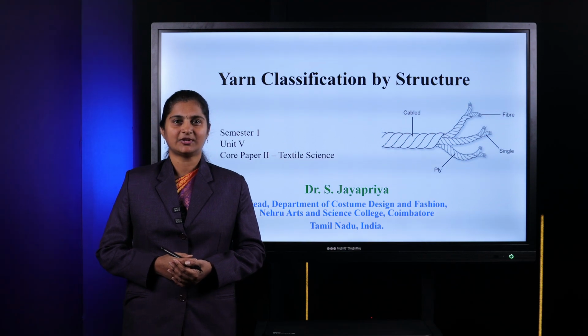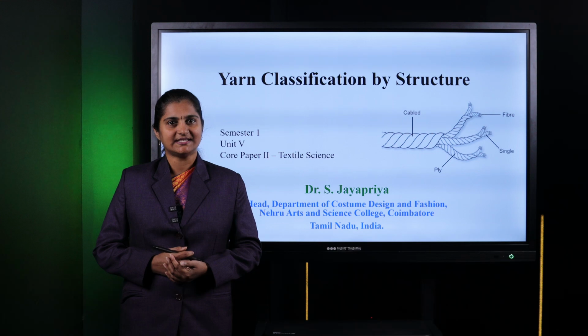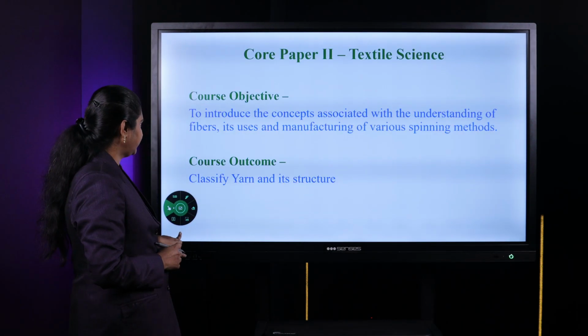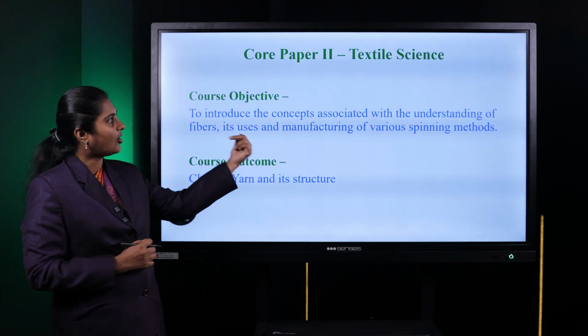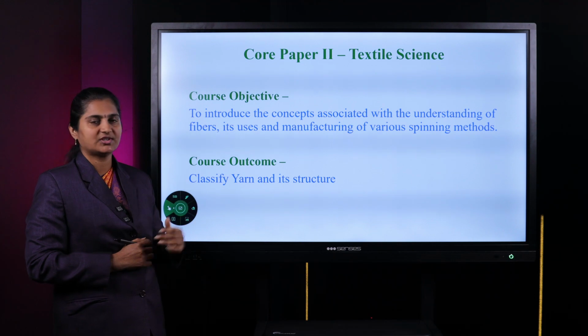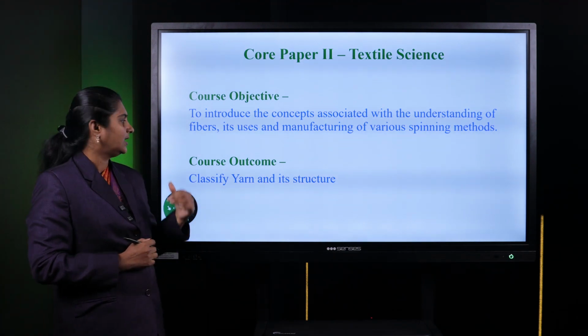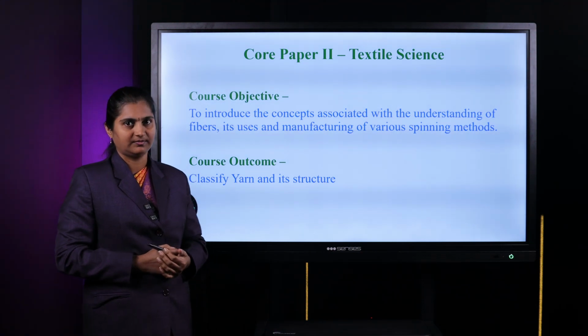Today we shall discuss the topic yarn classification by structure in the course Textile Science. The course objective is to introduce the concepts associated with the understanding of fibers, their uses and manufacturing of various spinning methods. The course outcome is to classify yarn and its structure.